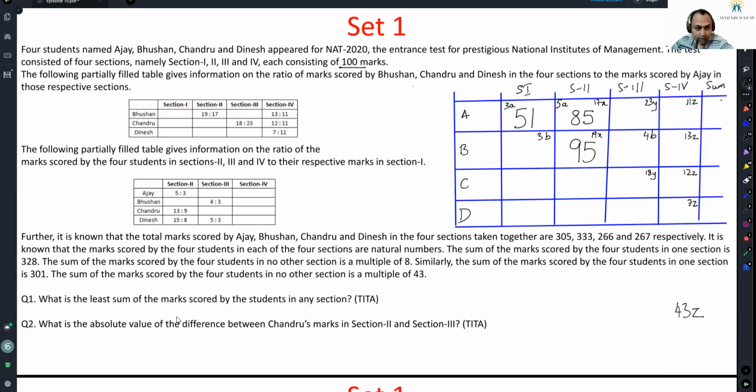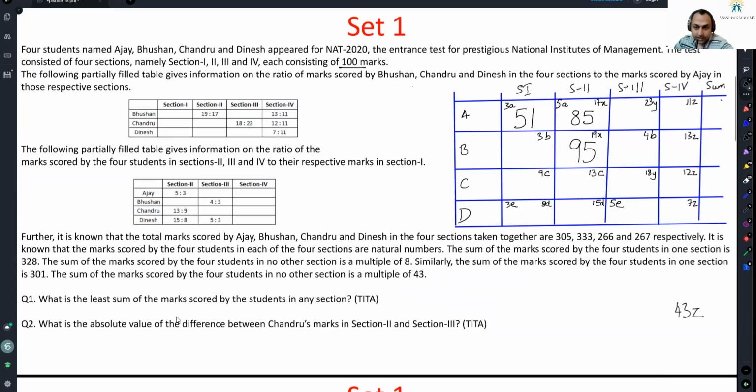Okay. Next, I have Chandru's score in section 2 is 13C. So here it is 9C. Okay. Next, I have Dinesh's score in section 2 to section 1 is 15D to 8D. And we also have 5:3. So if this is 5E, this is 3E. Now, wonderfully well, can you see now section 1 for D?